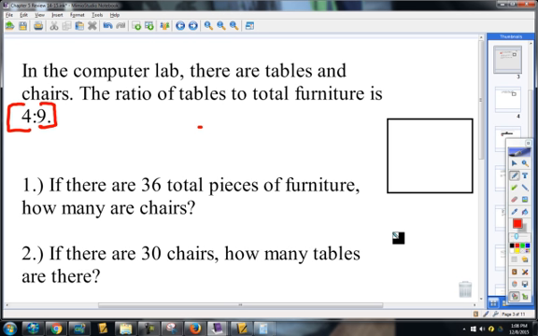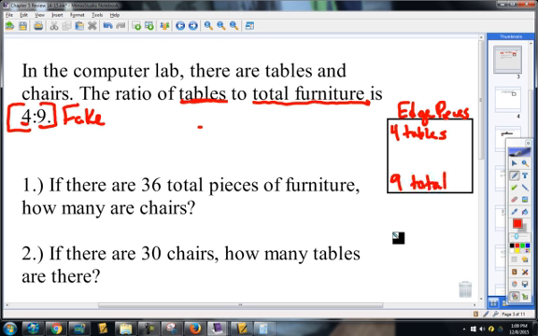Now you guys know whenever you're given a fake ratio, I want you to always do your edge pieces. Okay? So I would like you guys to pause, try to do your edge pieces real quick. Okay? So hopefully I already did your edge pieces, but you just know that order matters when you're doing ratios. So tables comes first, so that means 4 must go with tables. Okay? And it says the ratio of tables to total, so that means 9 must be a total. I like to put it at the bottom because I have my part, and then I have my whole here.